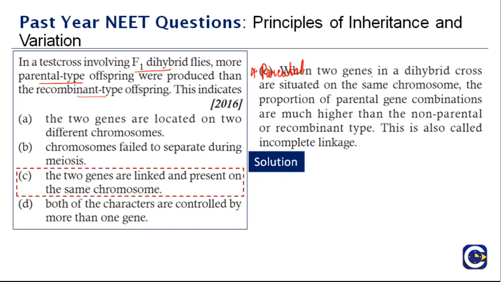And why is that? Because when two genes in a dihybrid cross are situated on the same chromosome, the proportion of parental gene combinations is much higher than the non-parental recombinant type, and this is also called incomplete linkage. Is this clear? The two genes are present on the same chromosome. When they are present on the same chromosome, it will lead to more parental type and less recombinant type, because less recombination will take place.